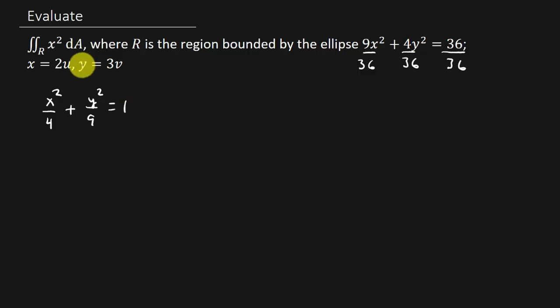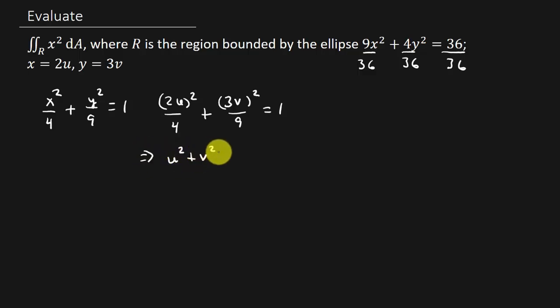And if we make our substitution, we're going to get (2u) squared over 4 plus (3v) squared over 9 equals 1. And so basically that's going to give us u squared plus v squared equals 1. Because remember, (2u) squared is 4u squared, the 4's cancel, and (3v) squared is 9v squared, the 9's will cancel. All right, so this is our region S.